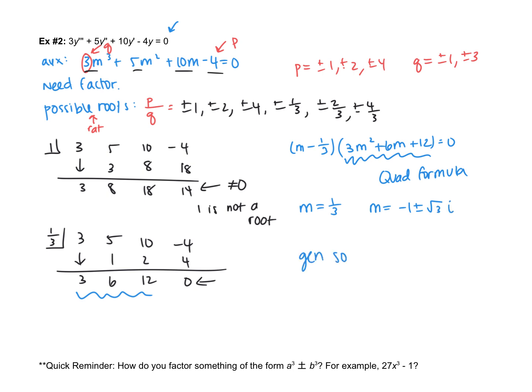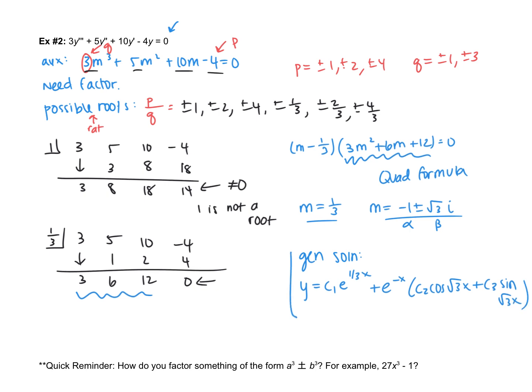So our general solution is going to be the linear combination of all three of these roots. So we get y is equal to c1 e to the 1/3 x. And then we have an alpha of -1 and a beta of root 3. So we get plus e to the -x times c2 cosine of root 3x, add c3 sine of root 3x. And that is our solution.